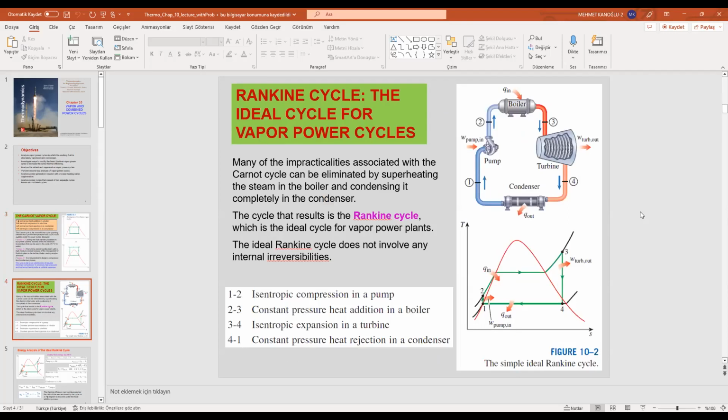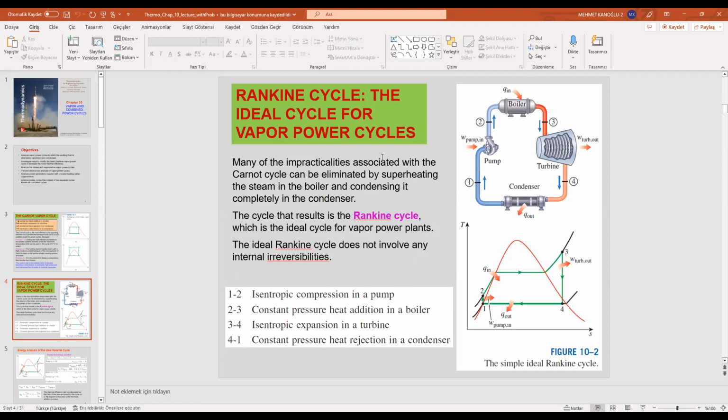The solution is the Rankine cycle. So we use the Rankine cycle as the ideal cycle for vapor power cycles. We call them vapor power cycles because the working fluid can be in the state of vapor or in the state of liquid during the operation in the cycle. And in these cycles, the working fluid is normally water.